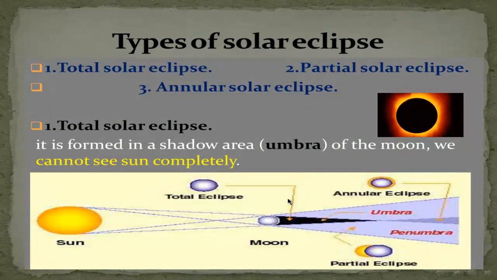So the first type of solar eclipse is called total solar eclipse. It is formed in the umbra shadow. How can we see the sun in this type? We can't see the sun completely in this type.